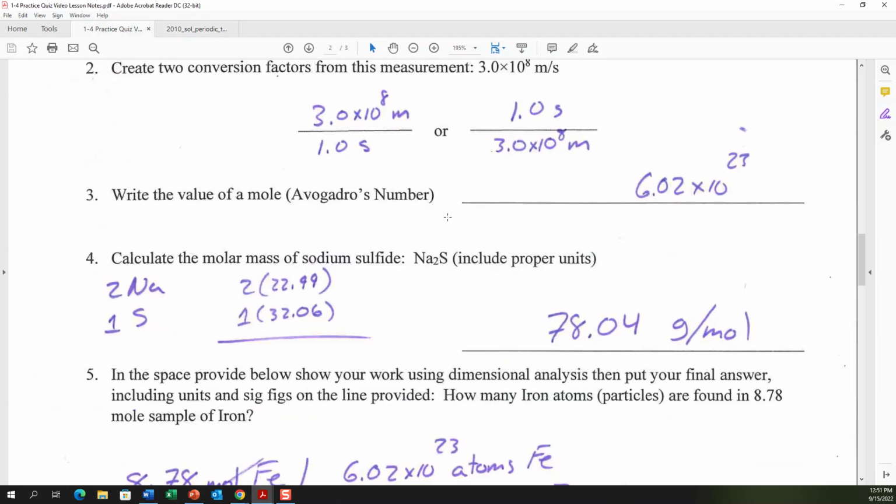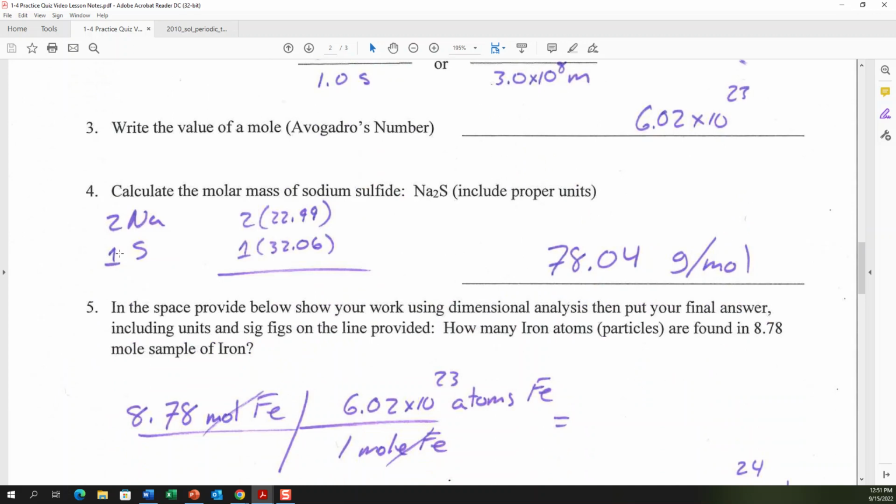Again, 2 sodiums, 1 sulfur. So 2 times sodium's molar mass plus 1 times sulfur's molar mass. We add them up, and I get 78.04. Now remember, it says include proper units here. The units for molar mass are grams per mole.